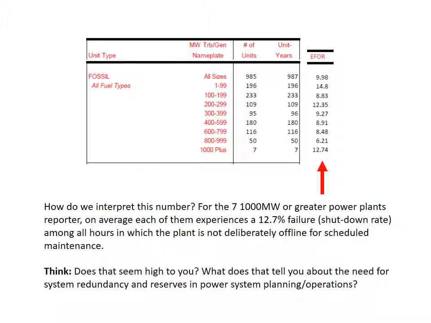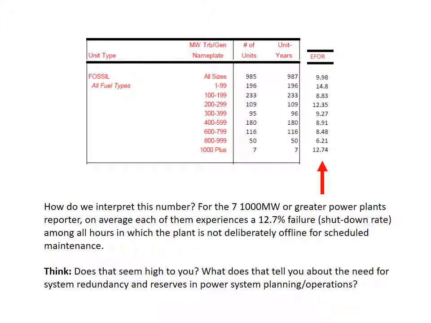what else in our lives do we really think about as having a 12% failure rate? You certainly don't think about that about your own electrical devices that you use, like 1 out of every 8 times, whatever you're using breaks or doesn't work the way you want it to. That's pretty high. And so I think the reality is these are gigantic, complex power plants that are susceptible in a lot of ways to failures in different categories. And so that should inform you about the need for system redundancy and reserves in power system operations and planning.